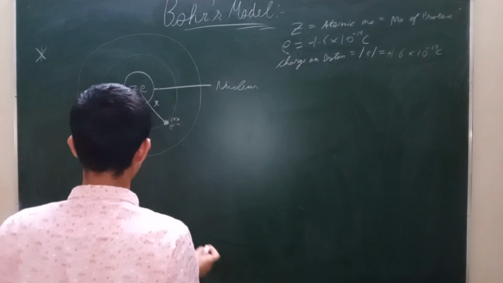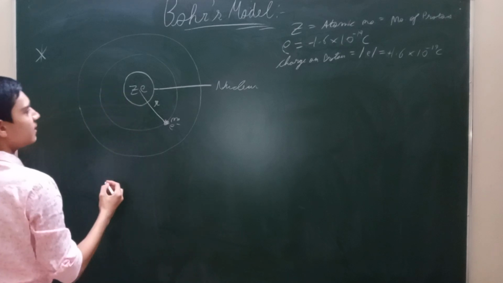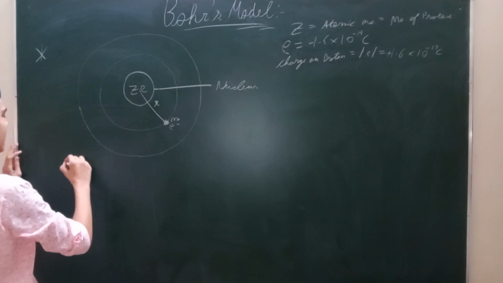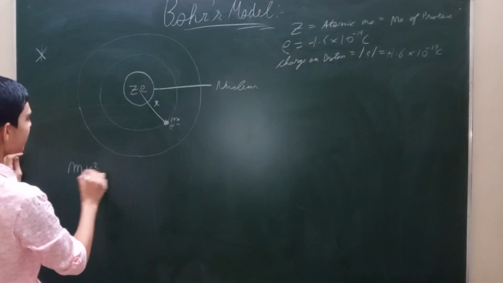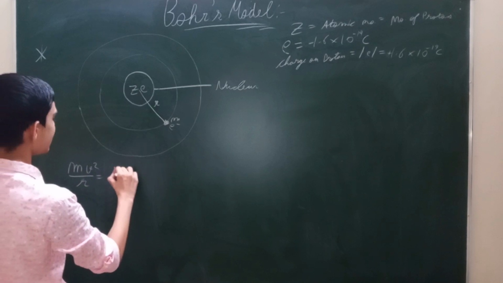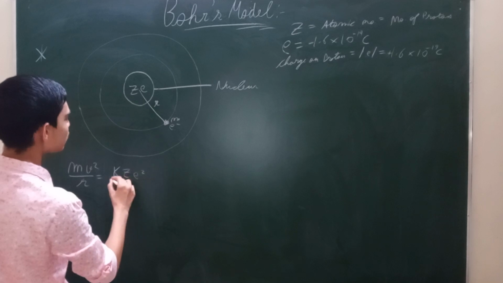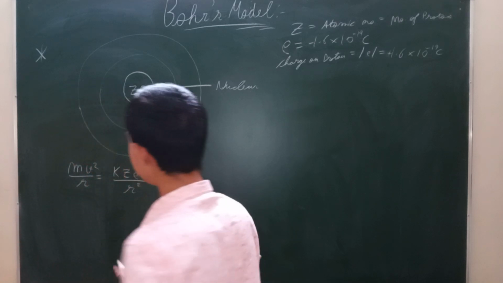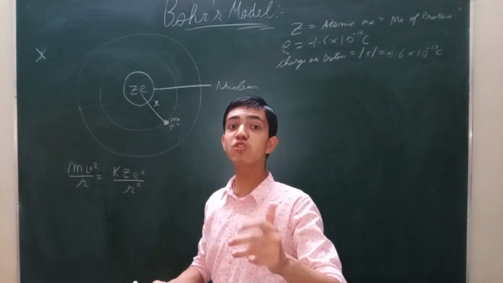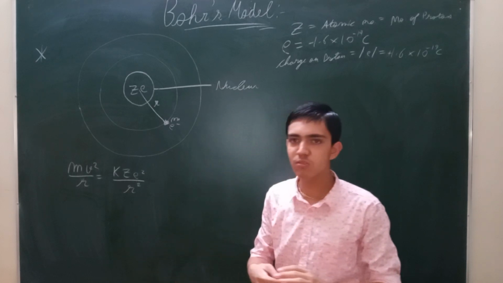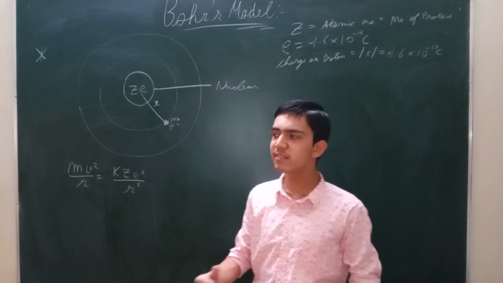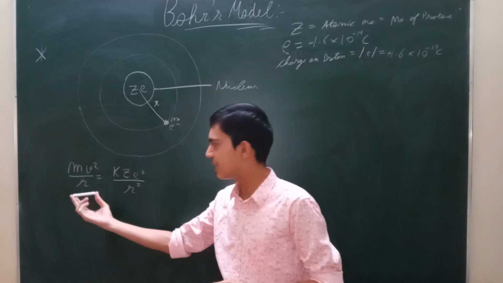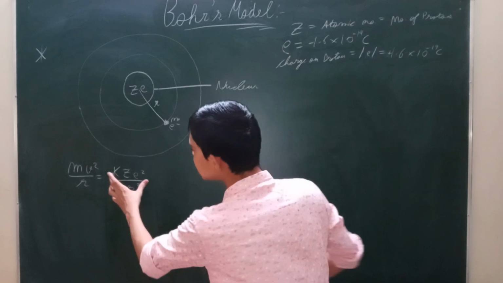Niels Bohr took some basic concepts from previous theories and says that mv squared upon r is equal to k Z e squared upon r squared. So what is this? This is the centrifugal force, and you can also consider it the centripetal force. It depends on your reference point, your position, whether you consider it centrifugal or centripetal force. And this is the Coulomb's force.